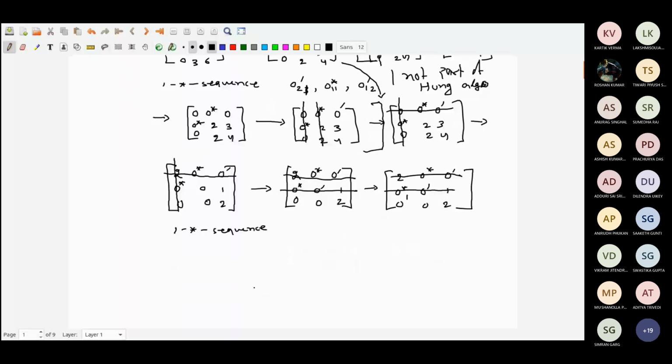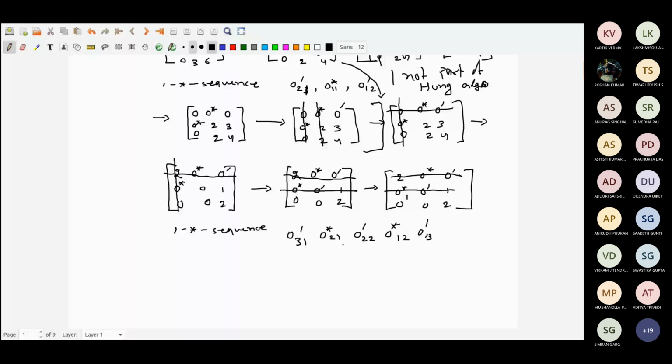Now you have found 0, 3, 1 prime, and then 0 star 2 1, then 0 prime 2 2, and then 0 star 1 2, and then 0 prime 1 3. And what you do is change the primes into stars and stars into normal zeros.